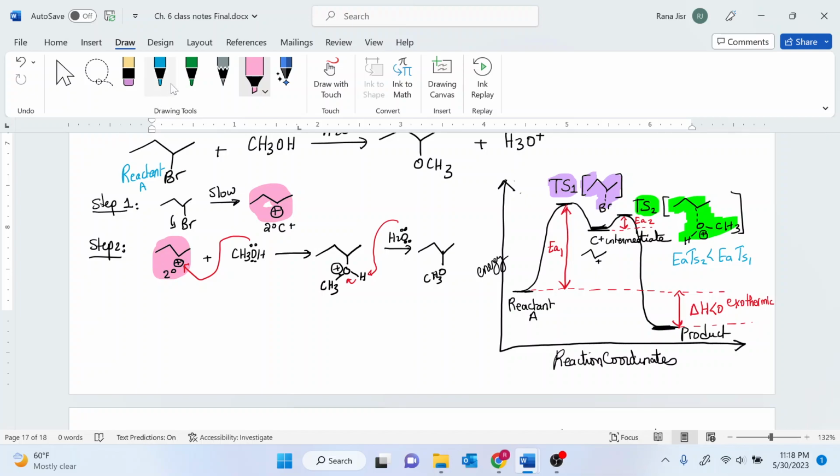This is why whenever we are working with the rate of the reaction to measure it, you need a slow step to measure it. So this is why we say that the rate depends only on the concentration of the alkyl halide, because it's this step that we use to measure the rate of the reaction.